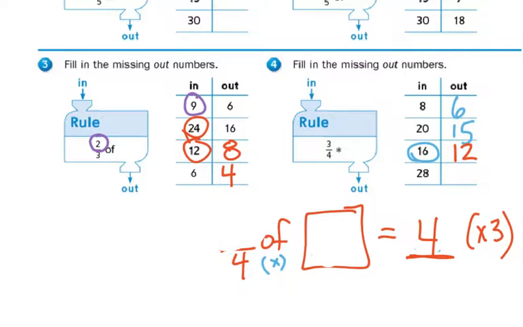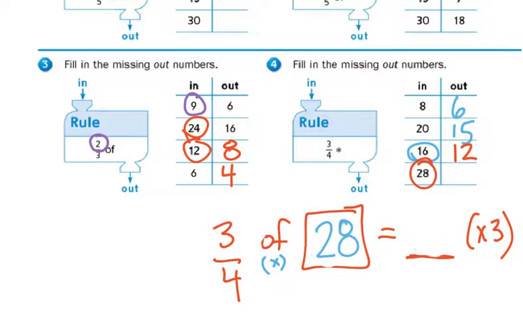Next, let me rewrite that again. Next one is 3/4 of 28. So 4 times what gives me 28? Well, 4 times 7, and we have 3 groups of 7. So 7 times 3 is 21.